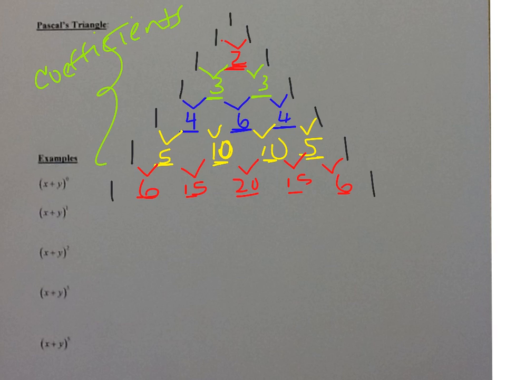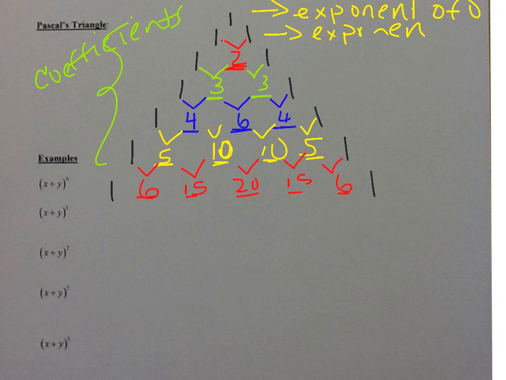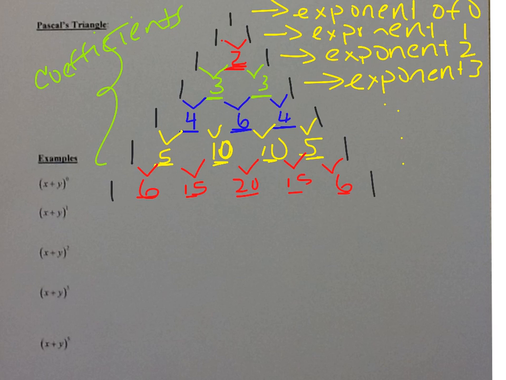And they are your coefficients for each exponent. So for the first one, this would be for an exponent of 0. This one would be for exponent of 1. This would be exponent of 2. This would be exponent of 3, and so on, right, going down. So this would be exponent of 4, exponent of 5, exponent 6. All right, so now how do I use that?